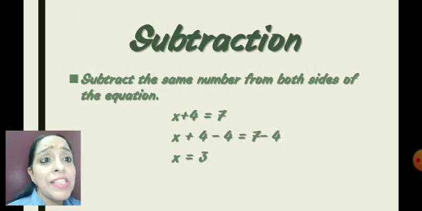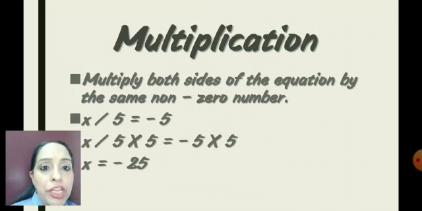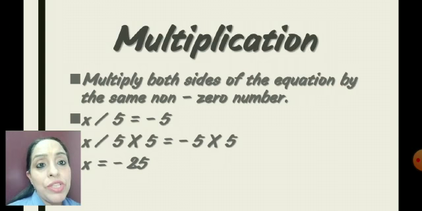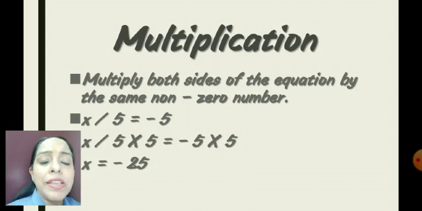The next is multiplication. Multiplying both sides of the equation by the same non-zero number. Suppose the equation is x divided by 5 is equal to minus 5. Now on the left hand side there is a variable and it is being divided by 5. What is the opposite of dividing? That is multiplication. So I am multiplying the same number on both sides.